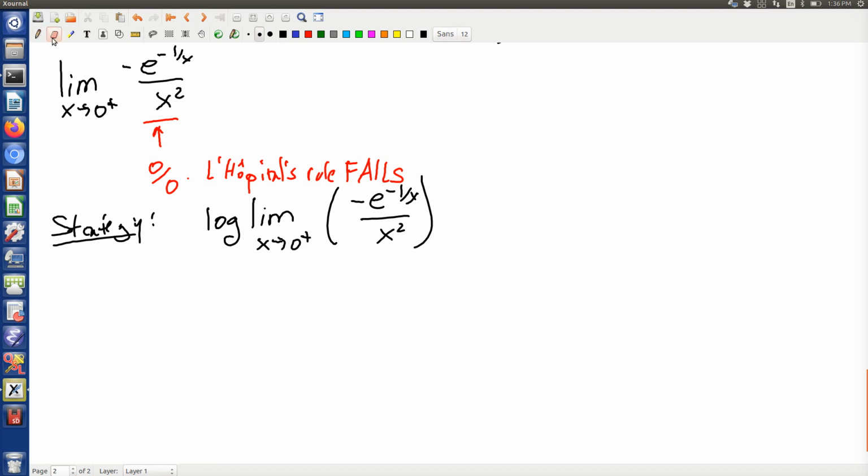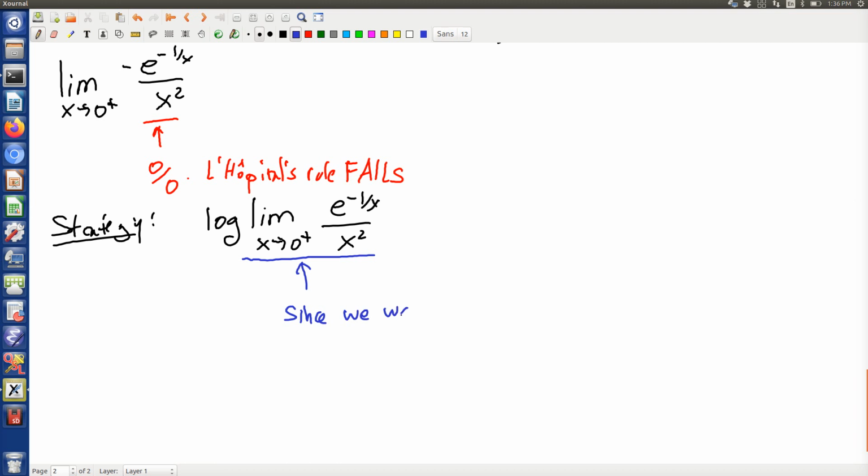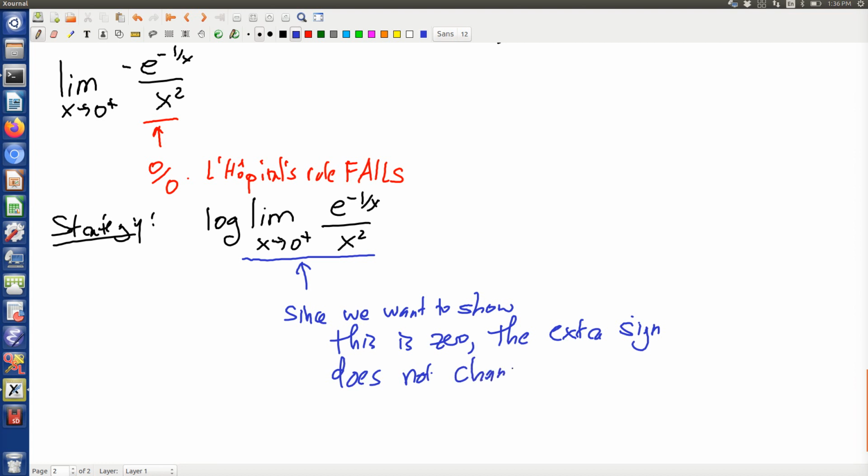Okay. Well then, let's just show that this guy is 0. Or rather, since we're after this being 0, I want to show this is 0. The extra sign does not change anything. So we'll happily ignore that.